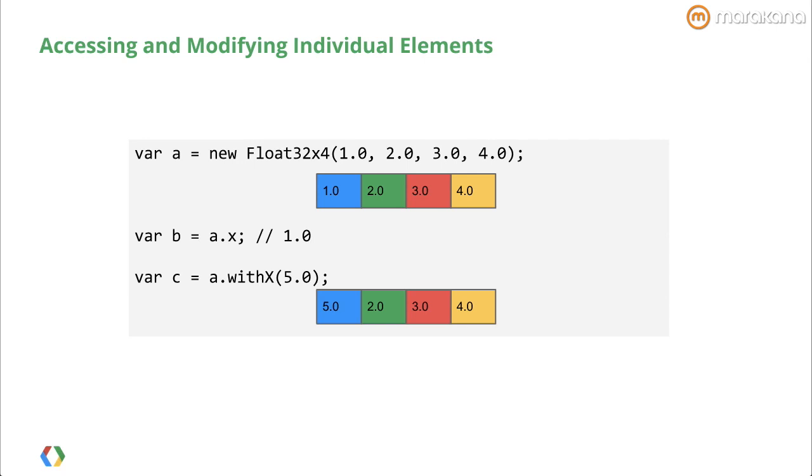And what that does is it copies a and replaces the x lane with the value 5 and returns a new SIMD value. That might sound heavy. I mean, it might sound like, oh, we're copying something and allocating a new object. But when the optimizer kicks in, none of that happens. It's all sitting in registers. It's all very efficient.